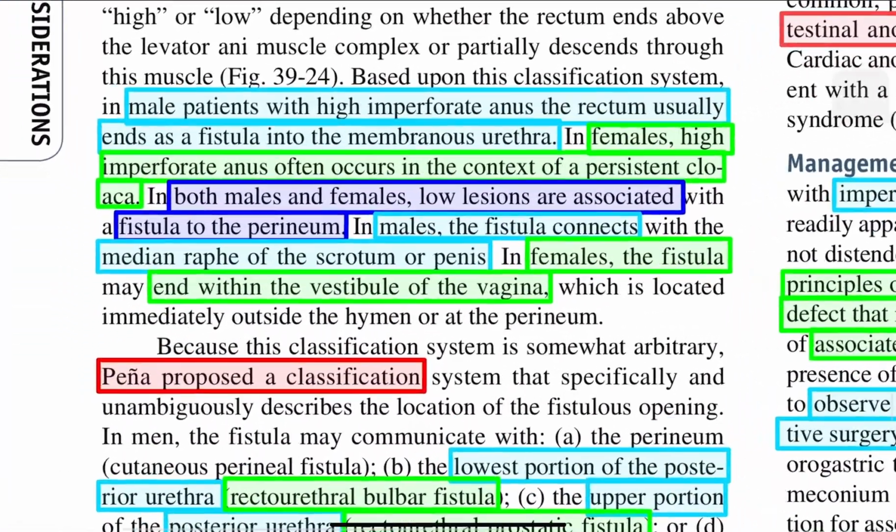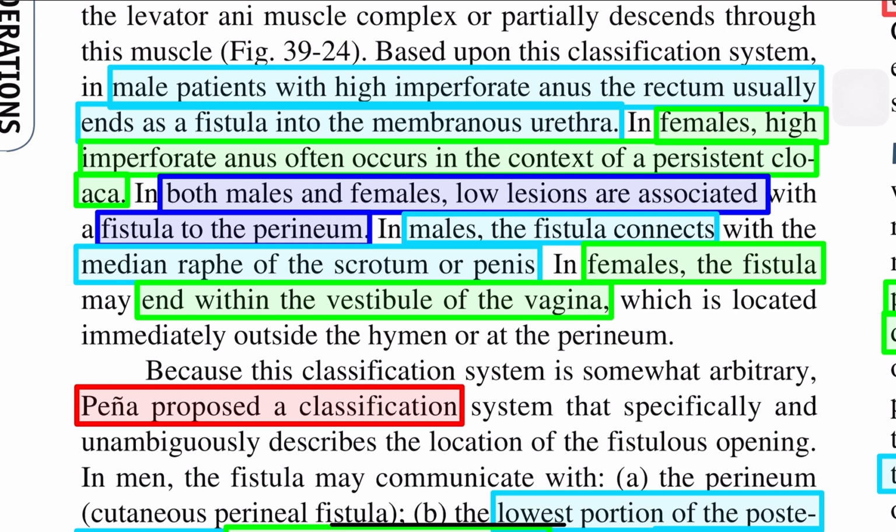In a male patient with a high imperforate anus, the rectum usually ends as a fistula in the membranous urethra. They ask where it ends: the membranous urethra. In females, high imperforate anus often occurs in the context of persistent cloaca. In both male and female, low lesions are associated with a fistula in the perineum. Already told you, in males the fistula connects to the median raphe of the scrotum and penis. In females, the fistula may end in the vestibule of the vagina.